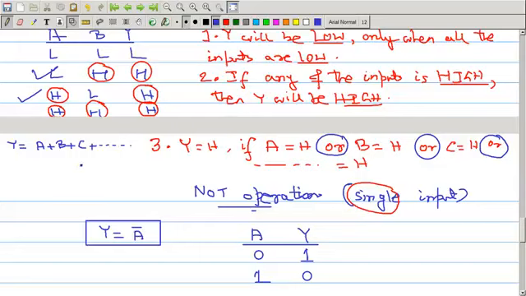And the logic circuit for this one was for the OR gate. This is what you know. So this was your OR gate. If this is Y, then definitely this one is your A and this one is your B. So A and B are the inputs and the output is Y equals A or B.